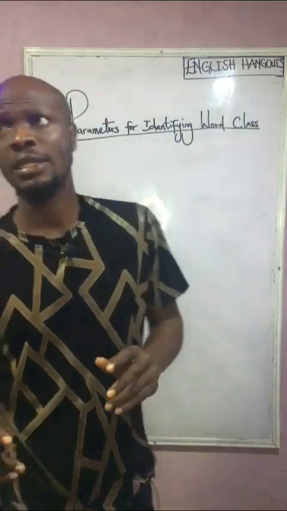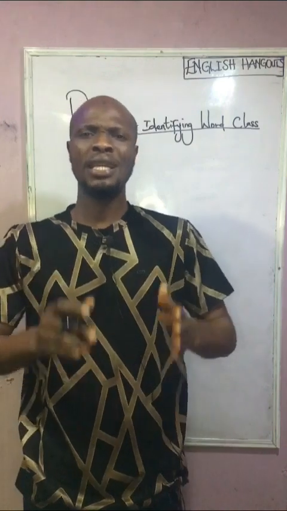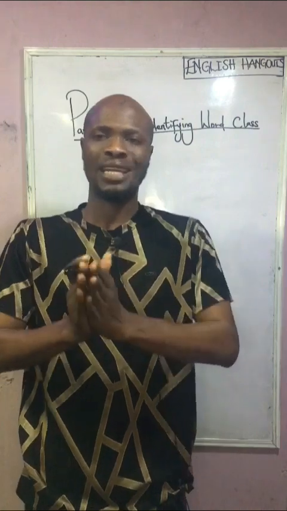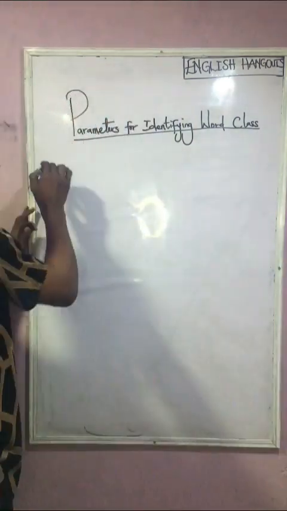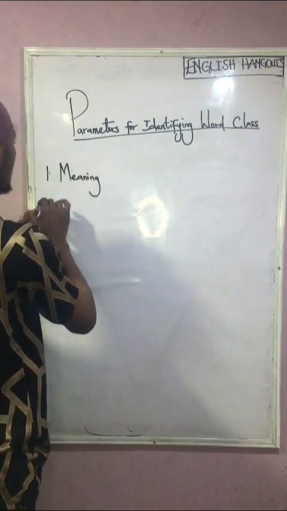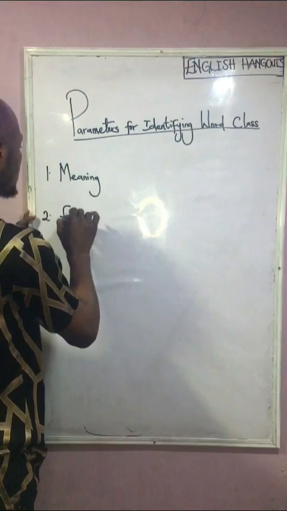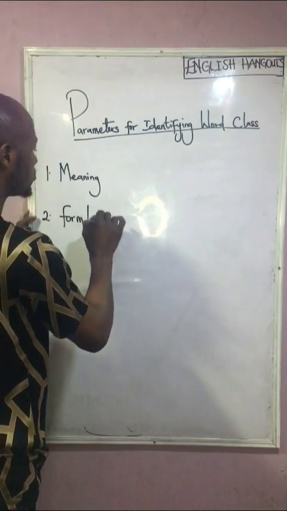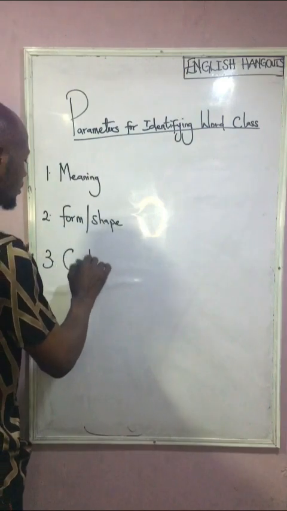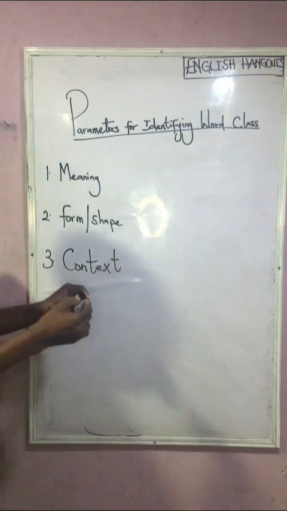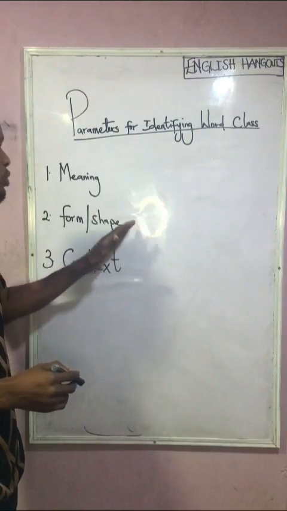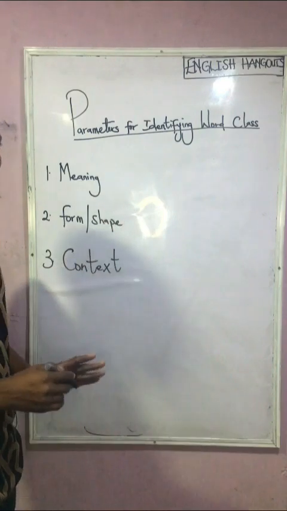There are three parameters or three criteria that can be used to identify word class in English. The first is the meaning. The second one is the form or the shape. The third one is contexts. These are the three parameters that can be used to identify word class.